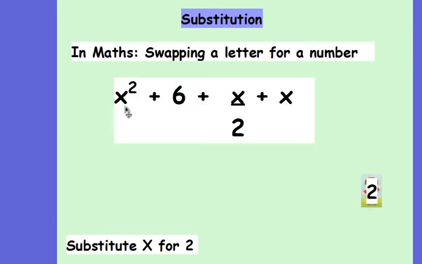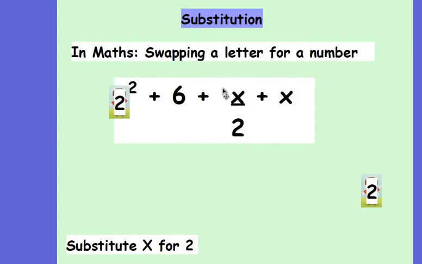Here's an example. I've got x squared plus 6 plus x plus x, and I would like to substitute x for 2. And that means wherever I see the letter x, I need to put in the number 2. I've got x squared, so there's an x. I need to put in the number 2. X squared becomes 2 squared. Here I've got an x again. I need to put in the number 2. And here I've got another x, so I need to put in the number 2. Everywhere I saw an x, I just put in the number 2.